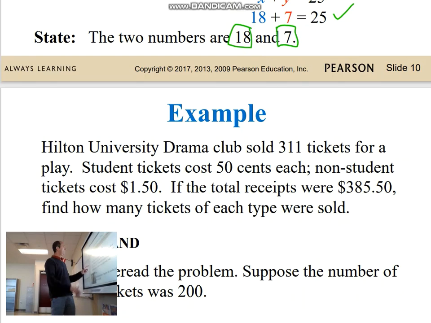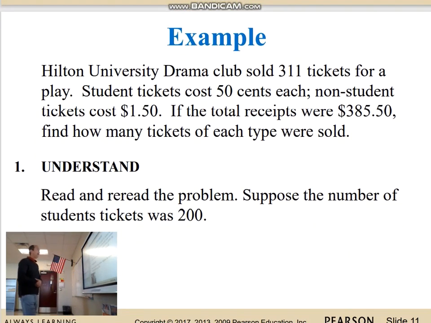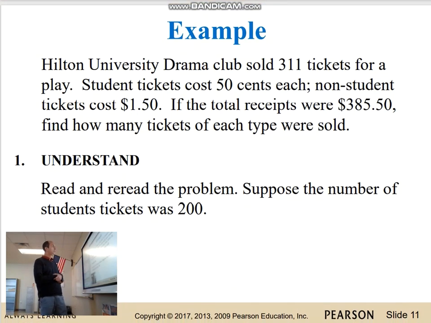Another example: Hilton University Drama Club sold 311 tickets for a play. Student tickets cost 50 cents each. Non-student tickets cost $1.50. If the total receipts were $385.50, find how many tickets of each type were sold.